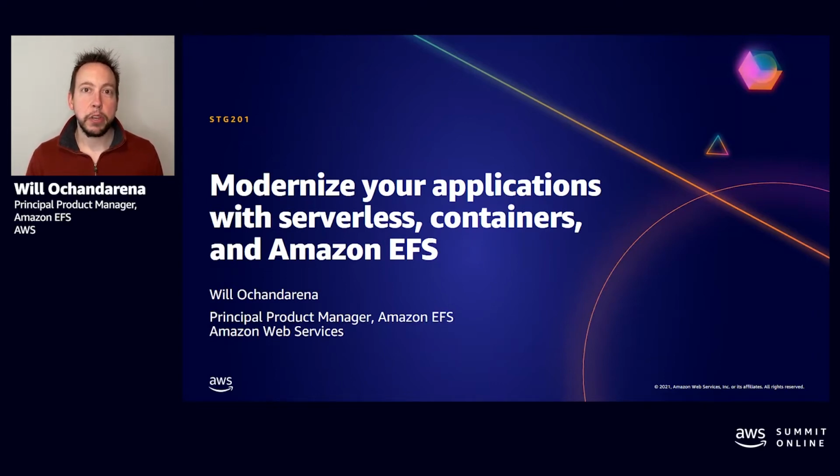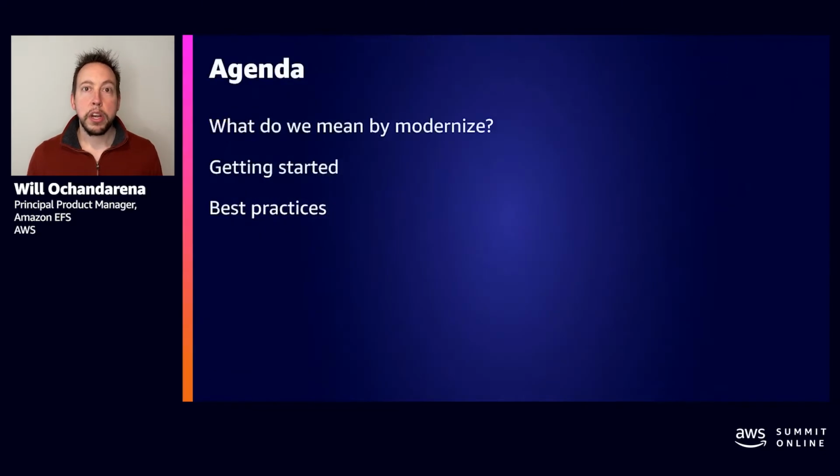In today's session, we're going to be talking about how to modernize applications using Amazon EFS and container and serverless. We're going to start by talking about why you might want to use containers and serverless to modernize your applications and how Amazon EFS fits into that. Then we're going to get started on the practical bits of how to actually set it up and what best practices you should keep in mind to make sure your applications are running how you want them to.